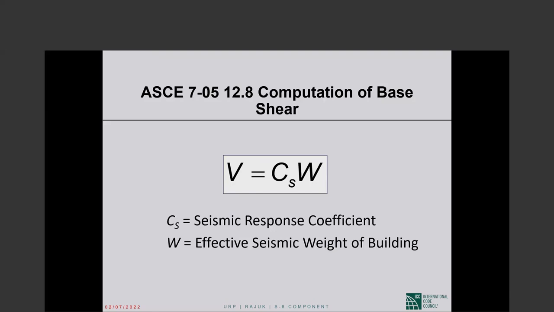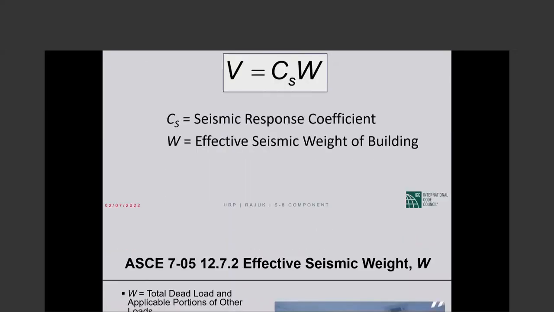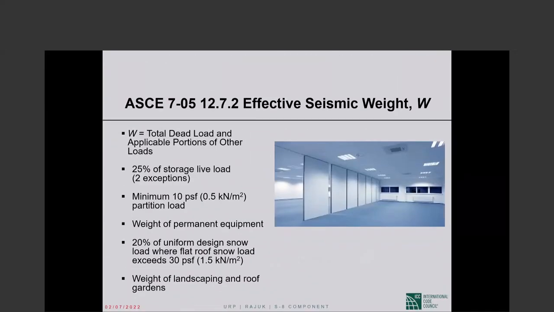Anyway, in ASCE 7, the design base shear is C sub S, the seismic response coefficient, multiplied by the effective seismic weight of the building. W is the seismic weight of the building, and the idea is it is the weight of the building at the time the design earthquake hits.